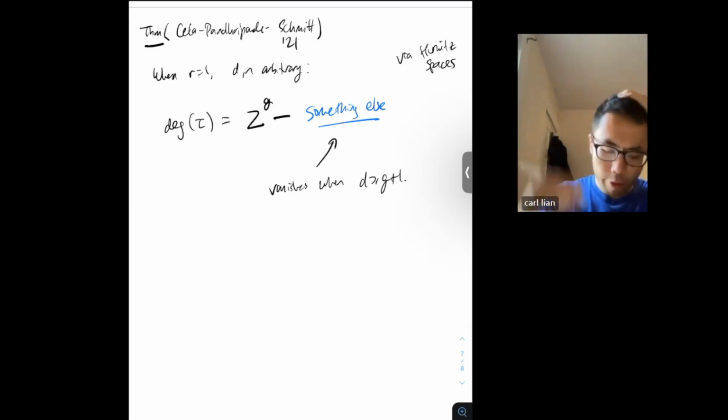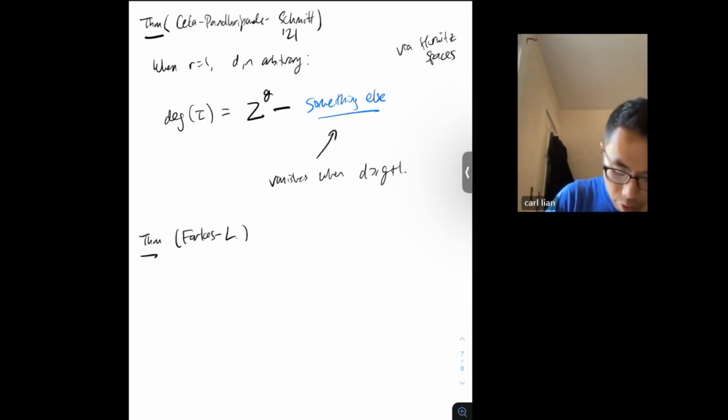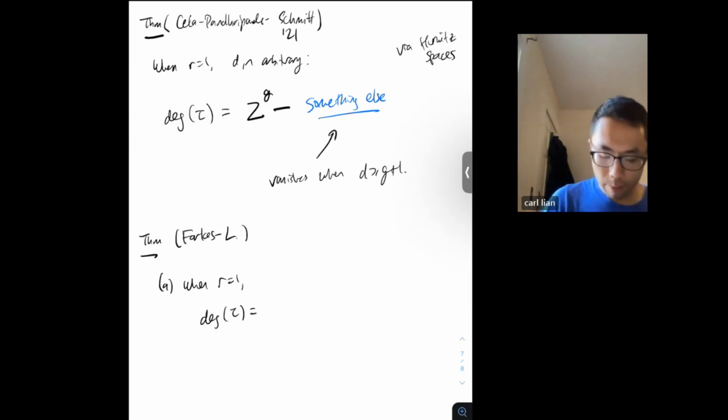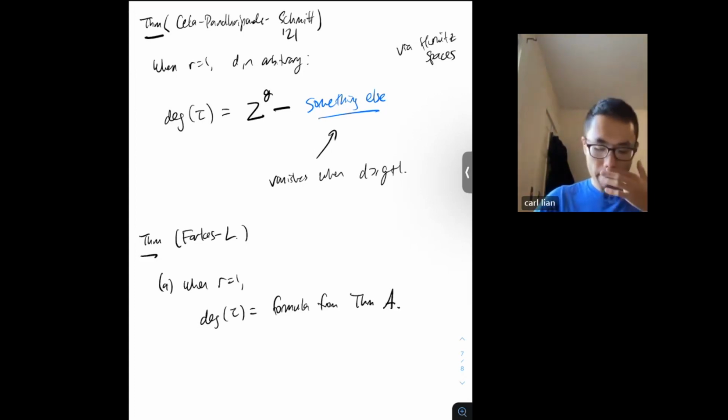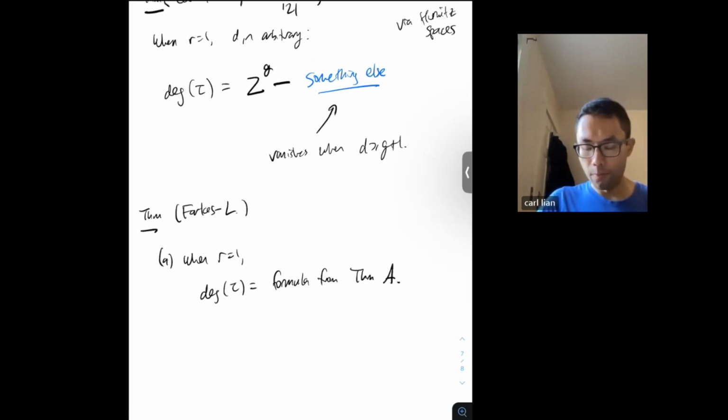Okay. So this was around March 21, and then a couple months later, Gabi Farkas and I had a different way to do this. So maybe I'll state two theorems here. When r equals 1, the degree of tau is, well, we arrived at the formula from theorem A, which I stated at the beginning. So that's some Schubert calculus formula, and the methods that go into that are the methods I'll explain hopefully by the end of the talk.